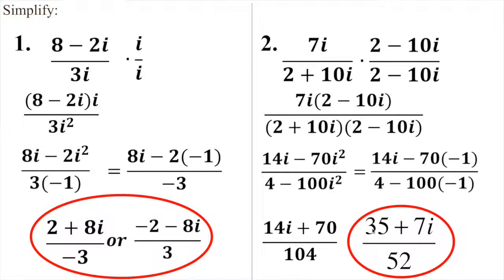On the second one over here, we just need to make sure that we write these in the correct order. So that's why I looked at the 70, 14, and 104. Notice a 2 went into all three of those. And then I just wrote it in the correct order, 35 plus 7i all over 52.